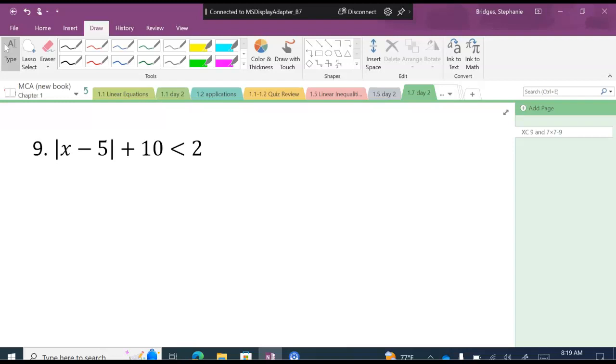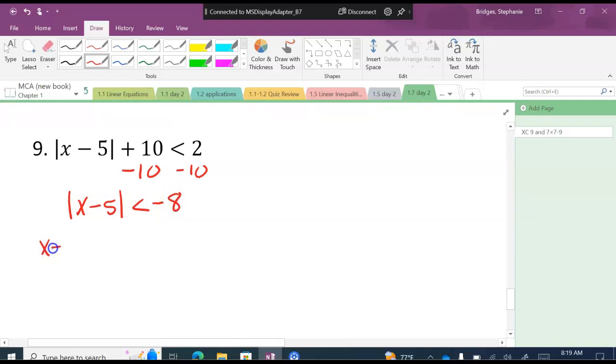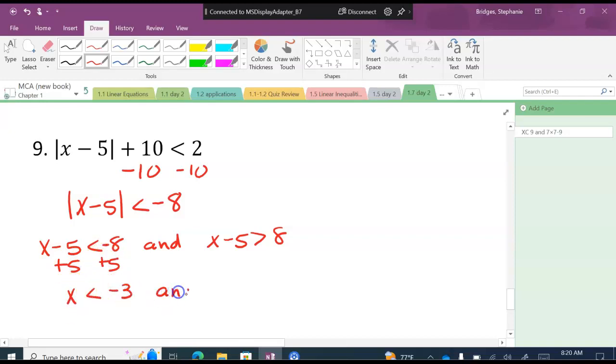First of all, what do I have to do to get it by itself? Subtract the 10. Okay. So I get the absolute value of x minus 5 is less than what, negative 8? Okay. So less than means what? And so when I add my 5 over, that gives me x is less than negative 3, and x is greater than 13.